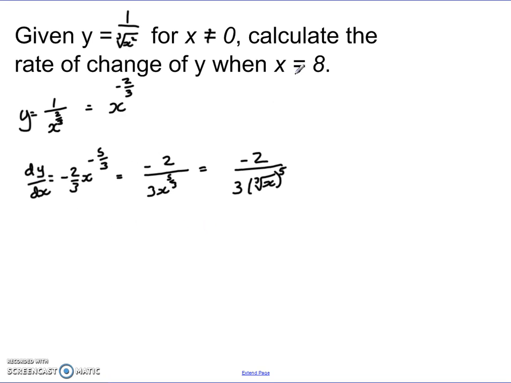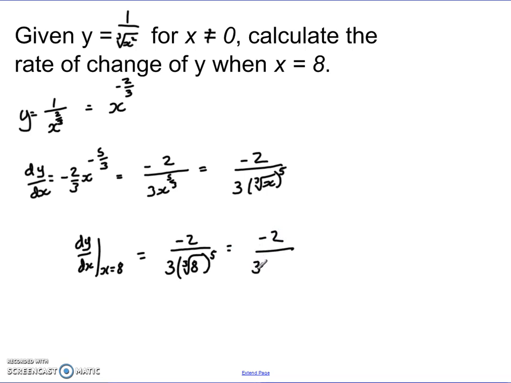What I now want to do is calculate it when the value of x is 8. So what I now want is to do dy by dx when x equals 8. So in this case, substitute it in. So I get negative 2 over 3 bracket cube root of 8 to the power of 5. Cube root of 8 is 2.